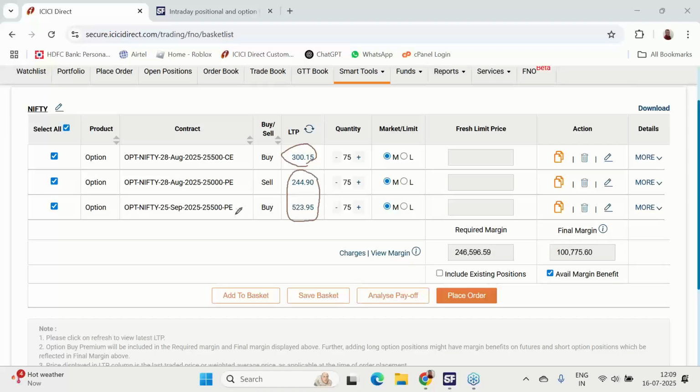However, be very careful in choosing these strikes. I have taken the same strike for the call option and put option. What will be the ideal time to book the profit? The moment spot touches 25,500. That is the ideal time you should book profit in this particular strategy.